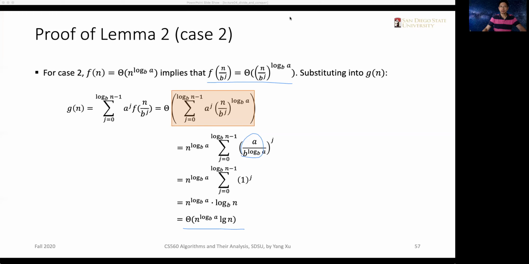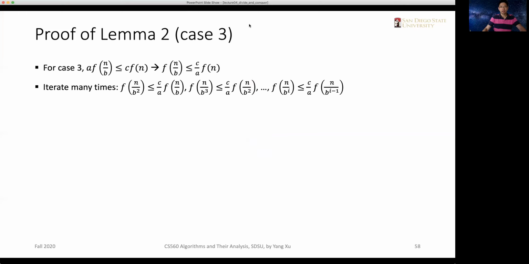And if you look at case 3, case 3 says there is a regularity condition here. The regularity condition is like this, and we also need to use some substitution tricks. We let n be n over b and substitute into the two sides. We would have a series of inequalities, and we can basically multiply both sides of all these inequalities, and we can eliminate those terms.